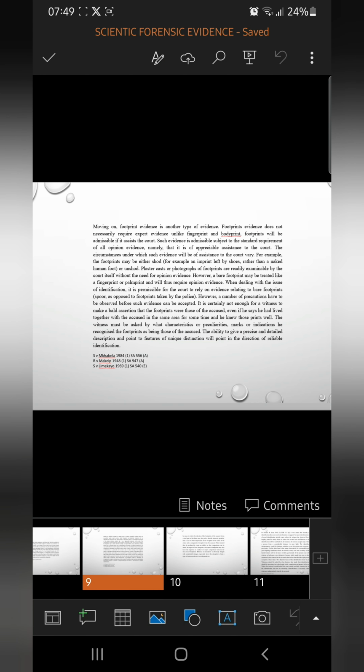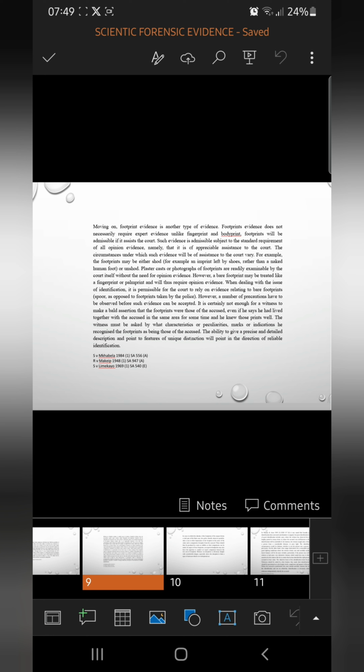Moving on, footprint evidence is another type of evidence. Footprint evidence does not necessarily require expert evidence, unlike fingerprint and body print. Footprints will be admissible if assessed in the court. Such evidence is admissible subject to the standard requirement of all opinion evidence, namely that it is of appreciable assistance to the court. The circumstances under which such evidence will be of assistance to the court vary.